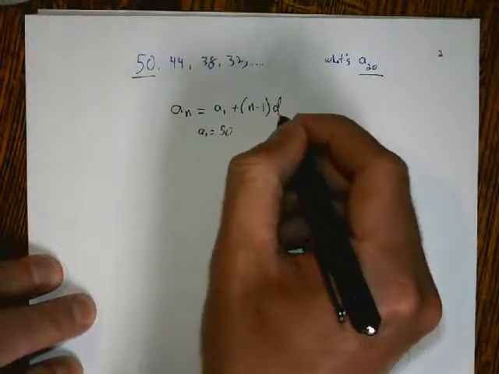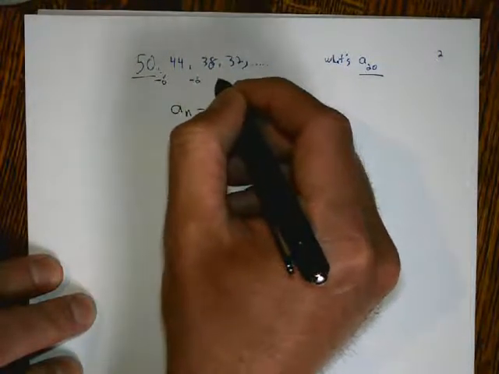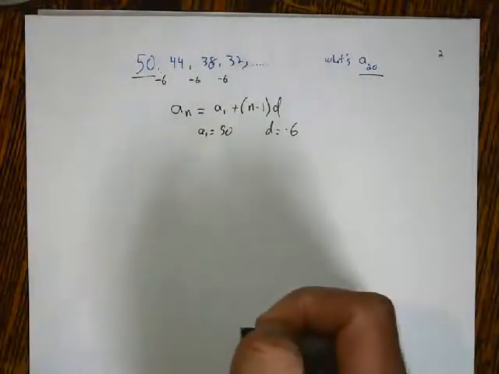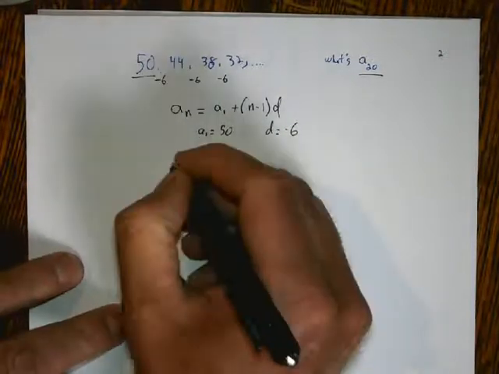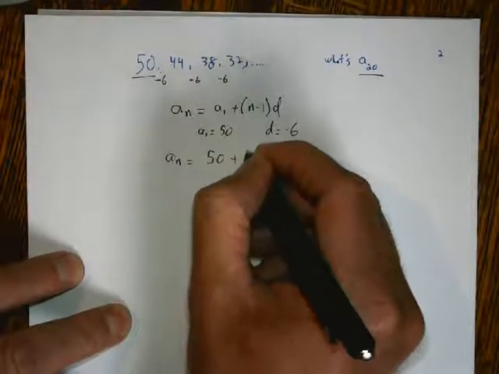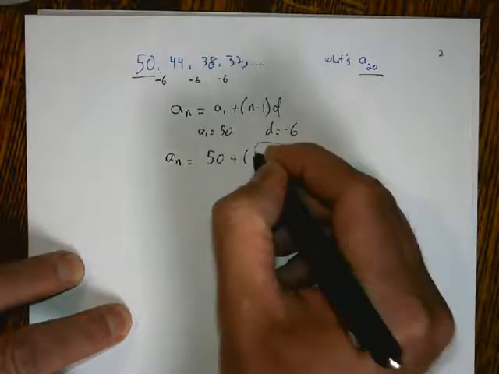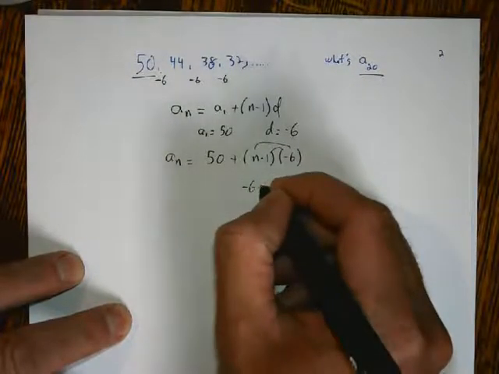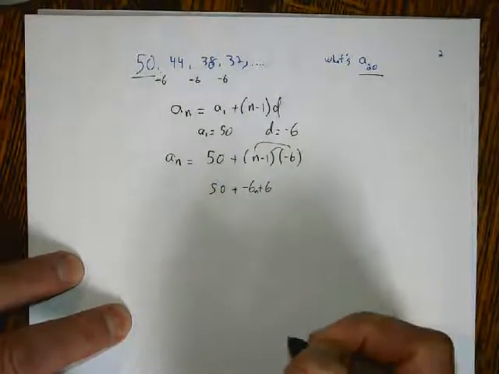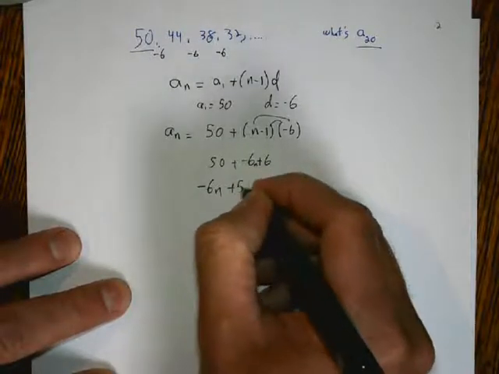Our common difference is, notice that it goes down by 6, down by 6, down by 6. So our common difference here is -6. So we write out the rule. Our nth term is going to be 50 plus the quantity n minus 1 times -6. Distribute back, so we have -6n plus 6, oops, forgot my n. Combine like terms, and I get -6n plus 56 is our nth term.